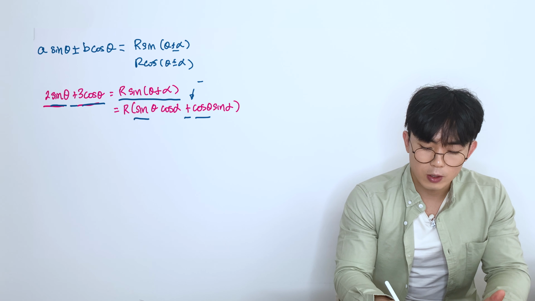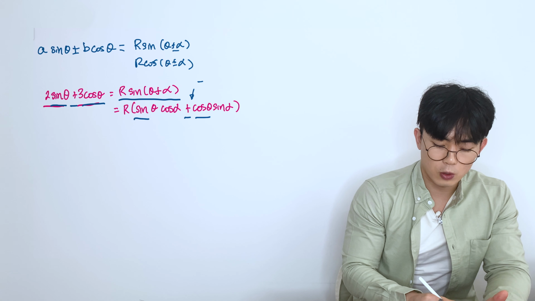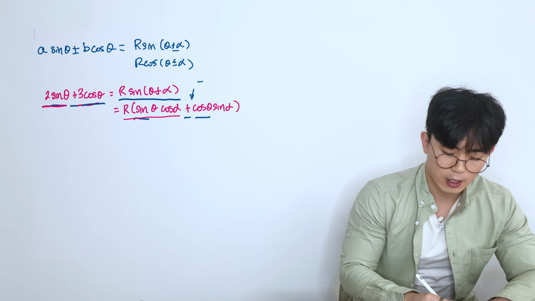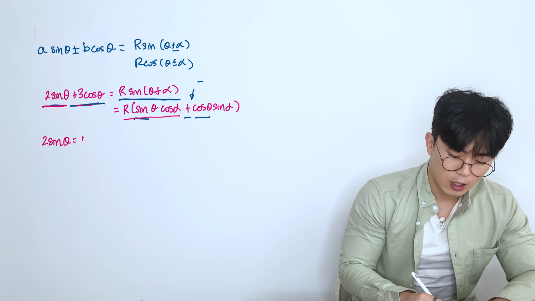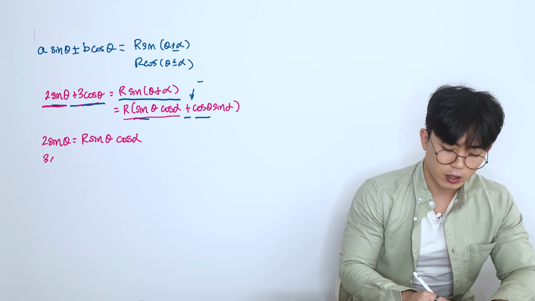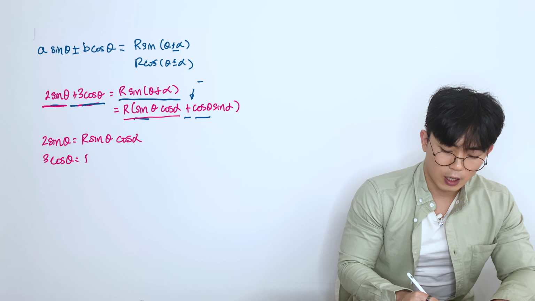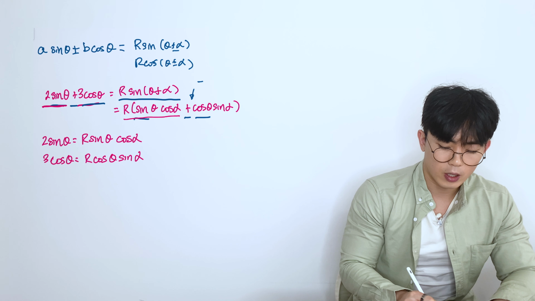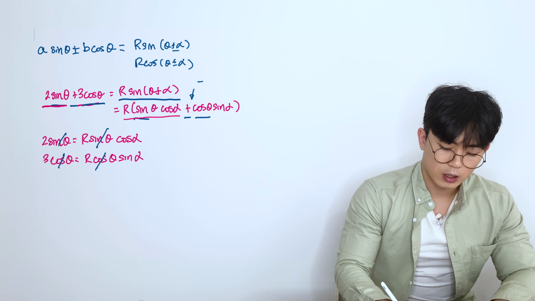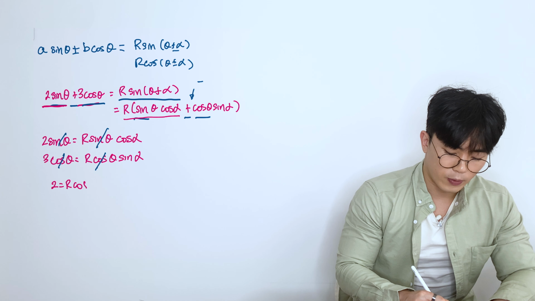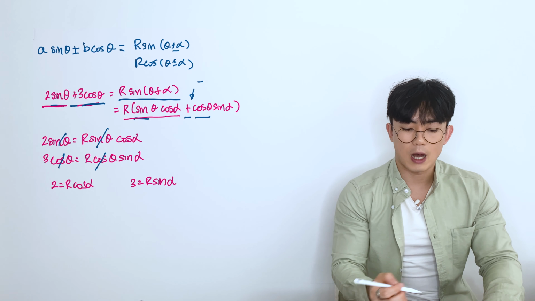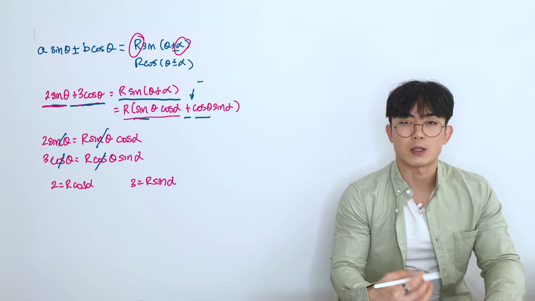From here now, what I can do is equate what's what. This 2 sine theta, I can equate to the term where sine theta is. So I can say 2 sine theta is equal to r sine theta cos alpha. Same thing with the 3 cos theta, that's going to be equal to r cos theta sine alpha. Meaning now I can cancel out these here, and I'll be left with 2 is equal to r cos alpha, and 3 is equal to r sine alpha. As I said before, our goal is to find this r and to find the alpha.